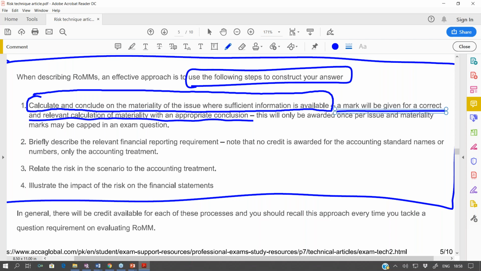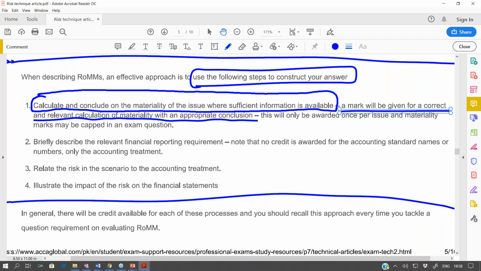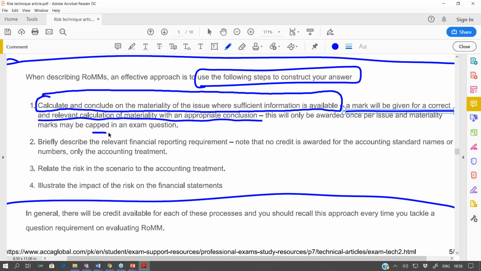But the examiner says the marks for materiality are capped in the exam questions. See the last line. It's not like you're calculating 10 materialities in the exam paper and you get 10 marks straight away. No. When you calculate and conclude on the materiality, you will get 1 mark, but there is a cap on that. What is the cap? 4. The marks are capped up to 4.